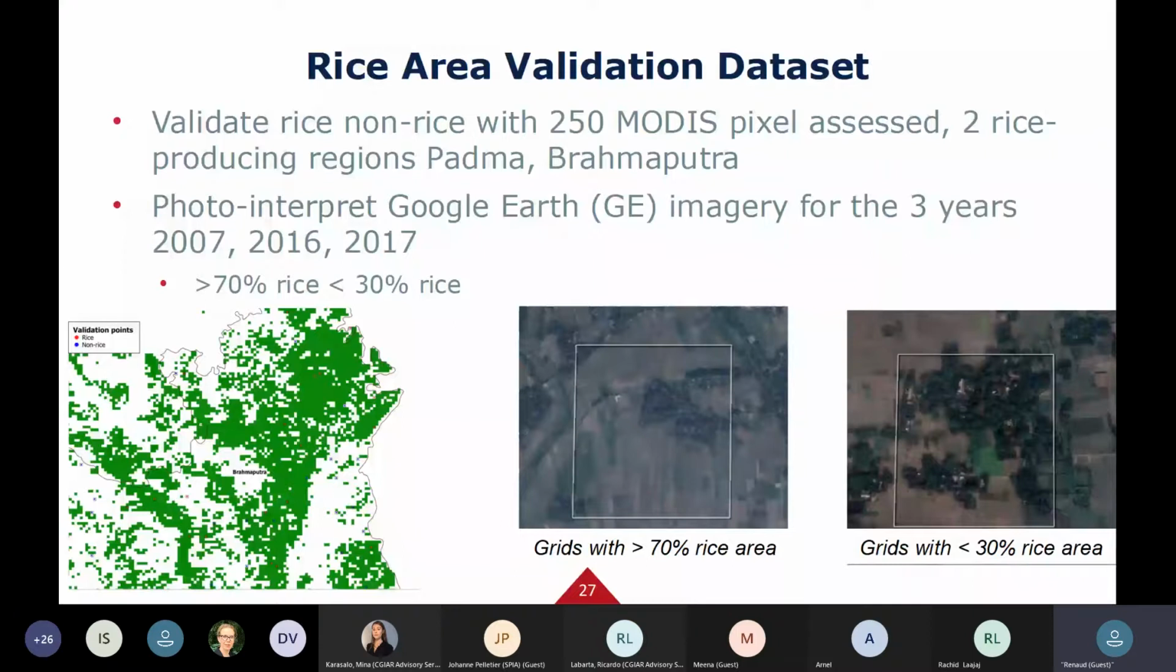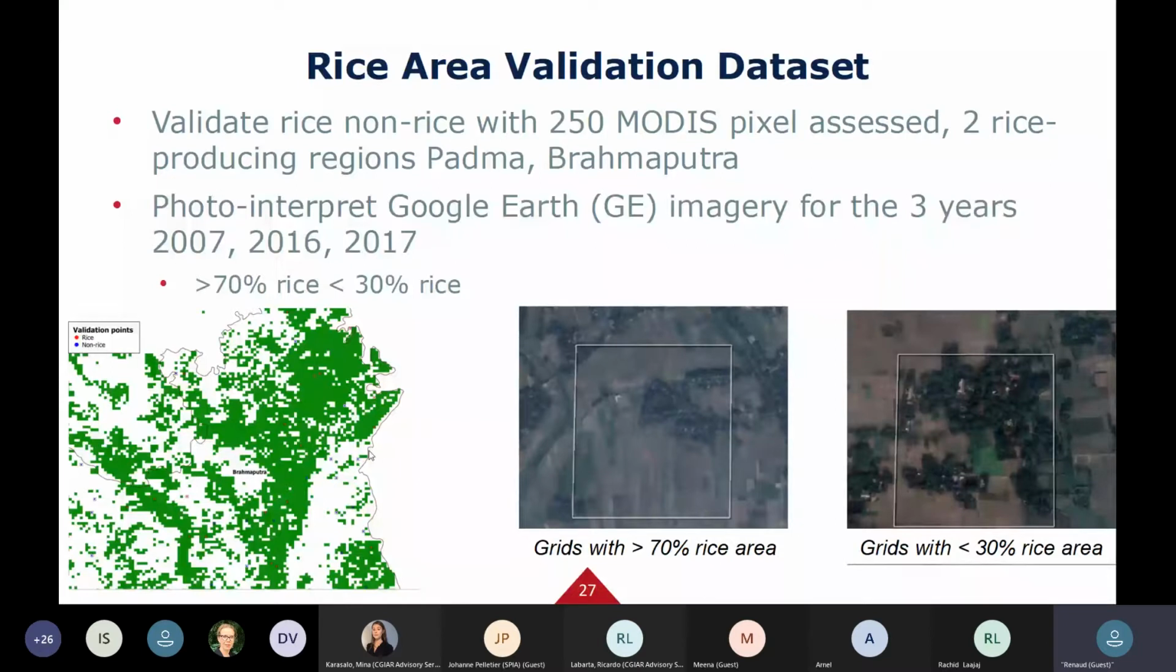So for that, we selected 250 MODIS pixels in two different rice regions in Padma and Brahmaputra. 125 points in the area classified as rice and 125 points in the area which were not classified as rice. Of course, given the historic data and lack of access to ground, we needed to rely on the photo interpretation of Google Earth imagery. And we did that exercise for the 3 years.